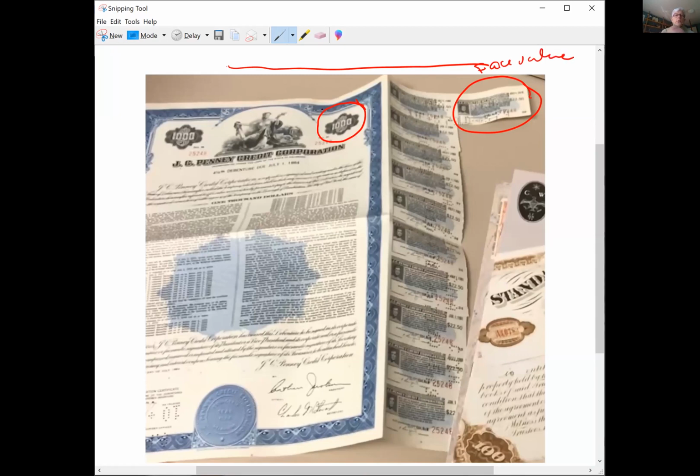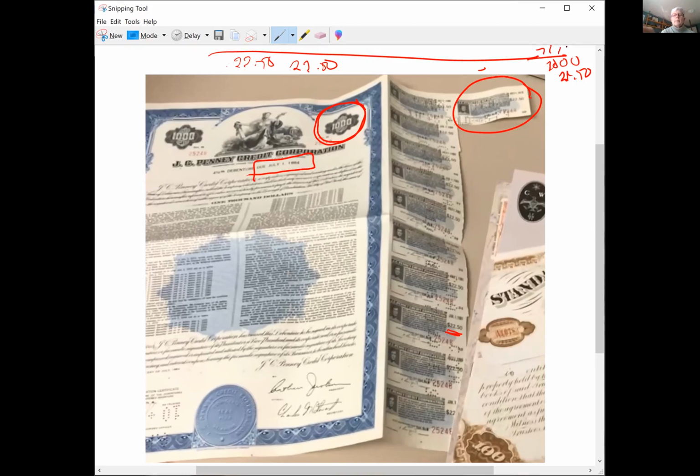So at maturity, you would get this $1,000. Each one of these coupons is $22.50. If we turn this into a timeline, you would get $22.50 at each of the coupon dates. Then at maturity, you would get that $1,000 and the last coupon, $22.50. The final date that you would get these is July 1st, 1994.